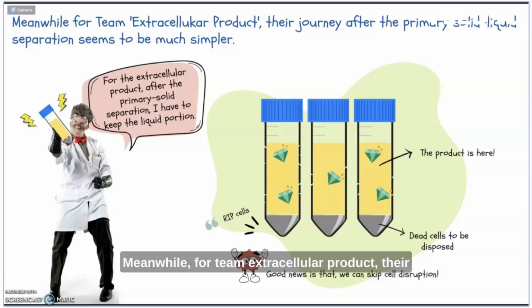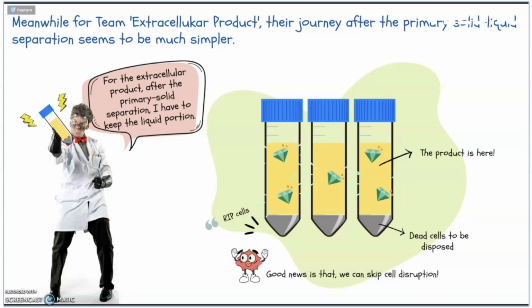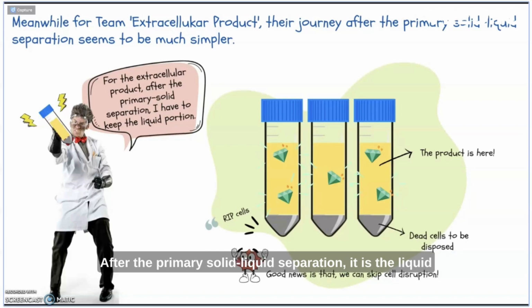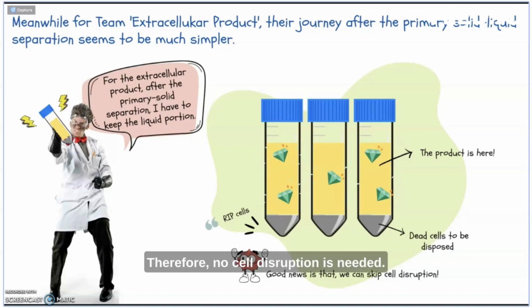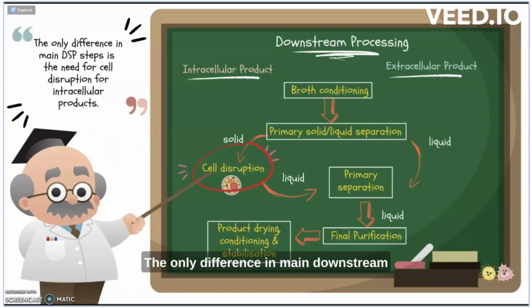Meanwhile, for Team Extracellular Product, their journey after the primary solid-liquid separation seems to be much simpler. After the primary solid-liquid separation, it is the liquid portion that has to be kept, and not the pellet. Therefore, no cell disruption is needed. Wow. This has simplified the process a little bit. The only difference in main downstream processing steps is the need for cell disruption for recovering intracellular products.